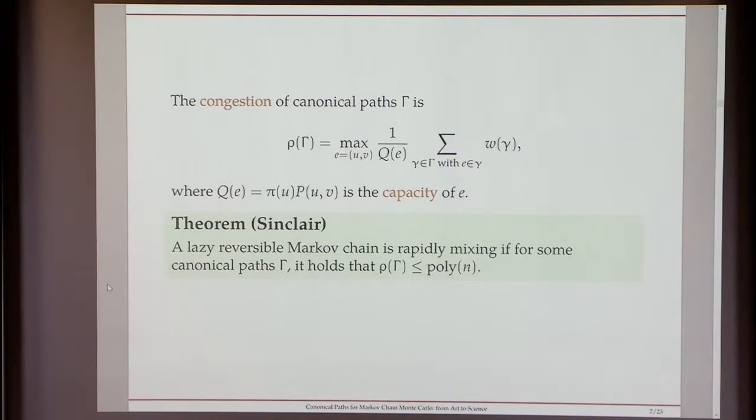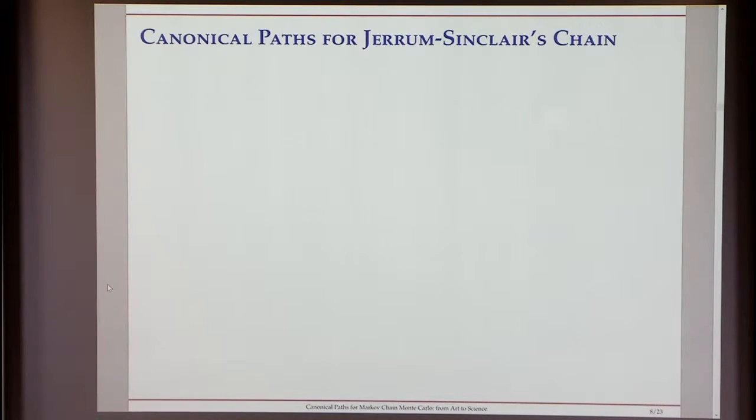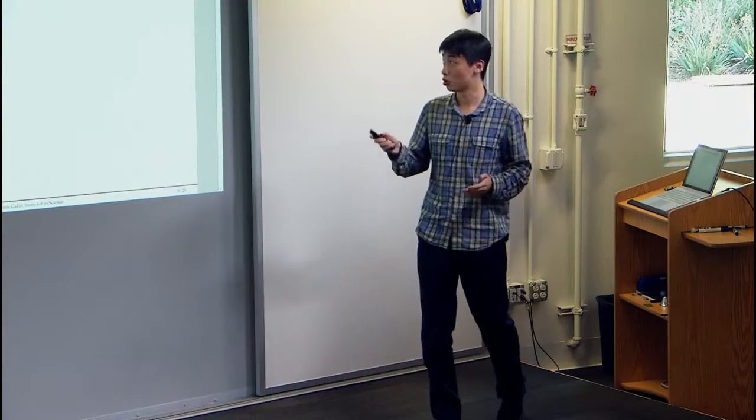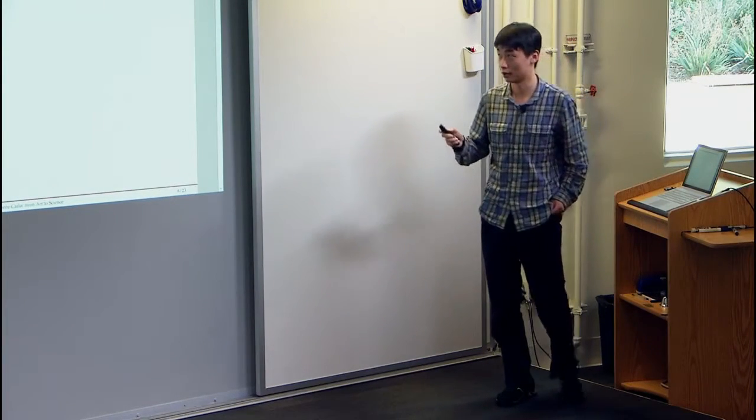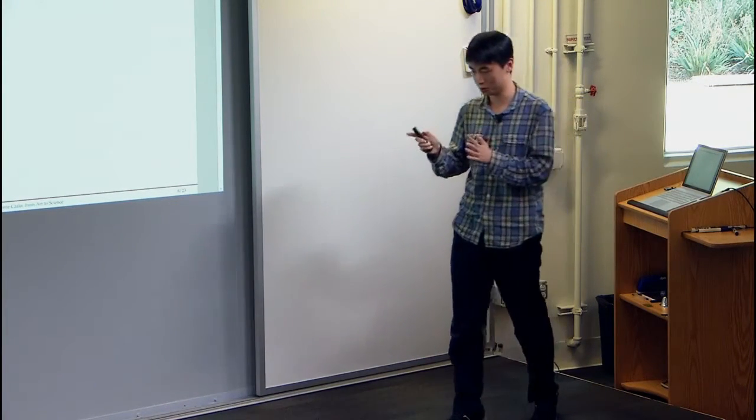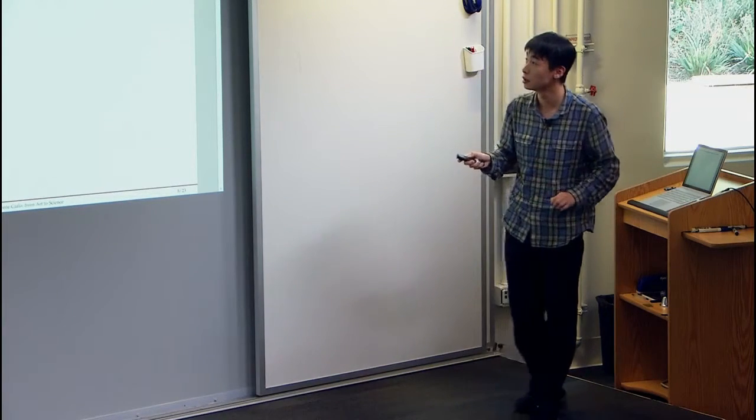So this is what we know, and next I will describe the canonical path for Jerrum and Sinclair's chain for sampling matchings. Then I will talk about how to generalize this to other problems.